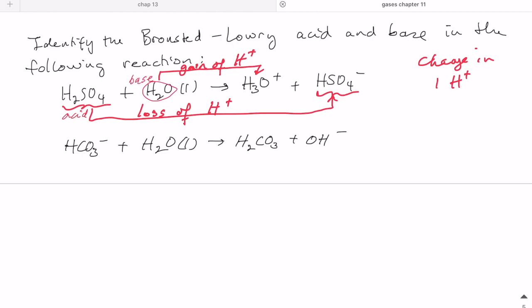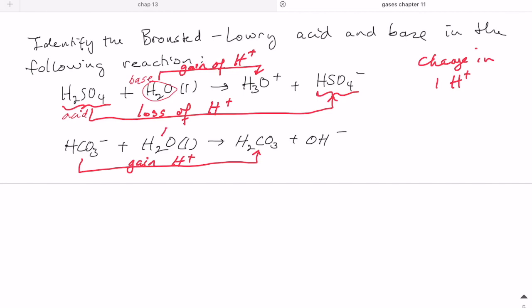Okay, so similarly, let's take a look at the next problem. We have HCO3 minus with H2O to form H2CO3 and OH minus. And again, looking at the change of one proton, we see that HCO3 minus has gained one proton to make it into H2CO3. The way I know that is because here I only have HCO3, and here I have H2CO3, so that tells me that there's one additional H. And then the minus becomes neutral on the right side.